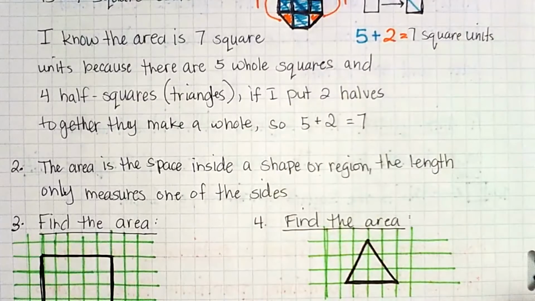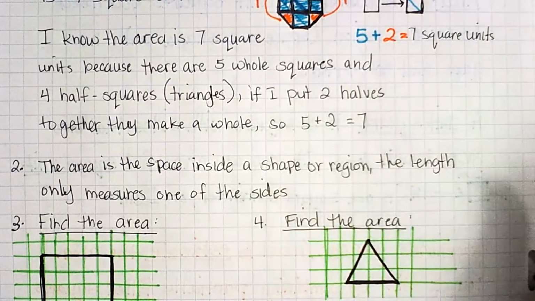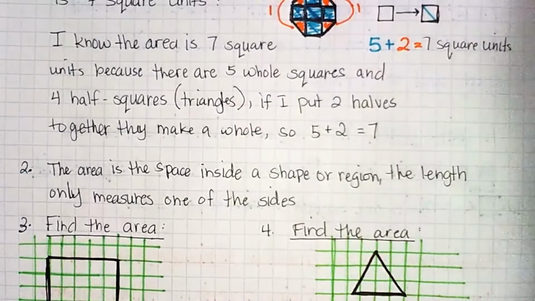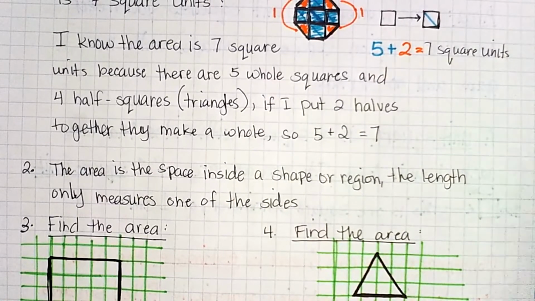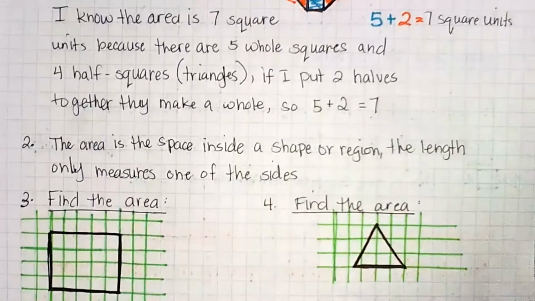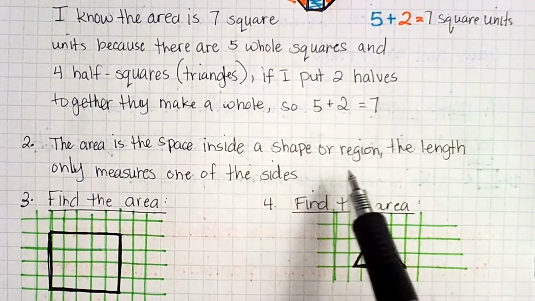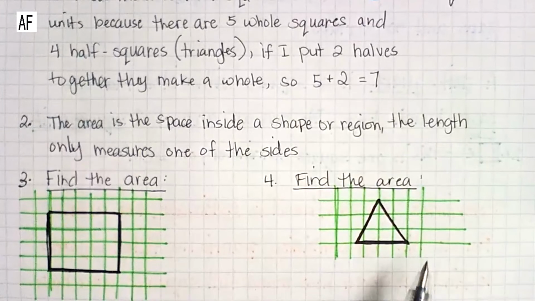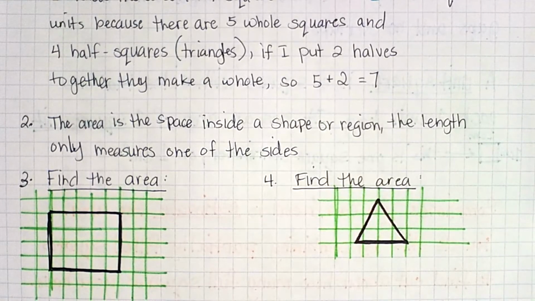For number 2, your question is asking, explain how finding the area of a shape is different from finding the length of a shape. So the area is all of the space that's inside of a shape or a region. The length is only the measurement of one of its sides. It doesn't tell you how much. So remember, think of area as how much you can fit inside of it. The length is just how long one side is. It doesn't tell you anything about how much fits inside because you can't use length by itself to figure out area.